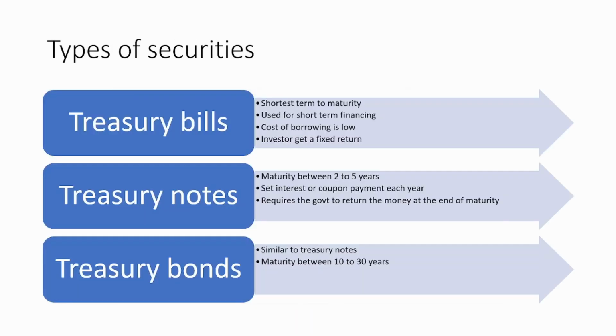Okay, so what are the types of securities? There are many, three important ones. Treasury bills, also known as T-bills. These are the shortest term to maturity. These are short-term financing for the government. So when the government wants money very quickly, it will issue T-bills or treasury bills.